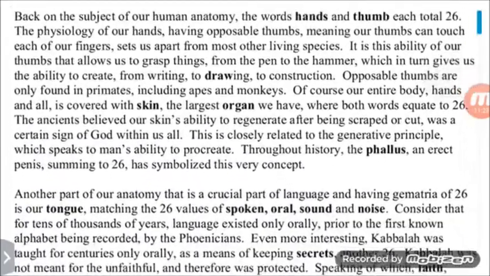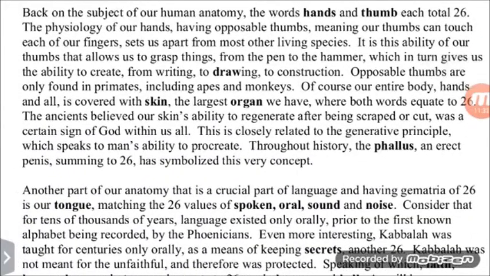Back on the subject of our human anatomy, the words hand and thumb each total 26. The physiology of our hands having opposable thumbs, meaning our thumbs can touch each of our fingers, sets us apart from most other living species. It is this ability of our thumbs that allows us to grasp things from the pen to the hammer, which in turn gives us the ability to create, from writing to drawing to construction. Opposable thumbs are only found in primates, including apes and monkeys.